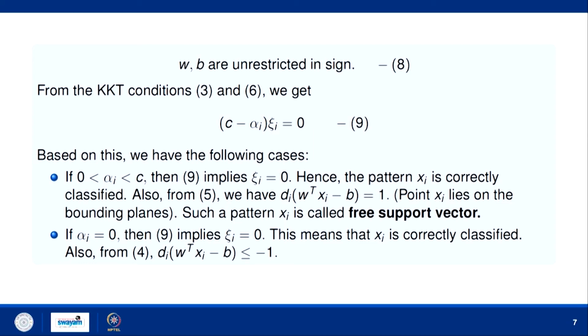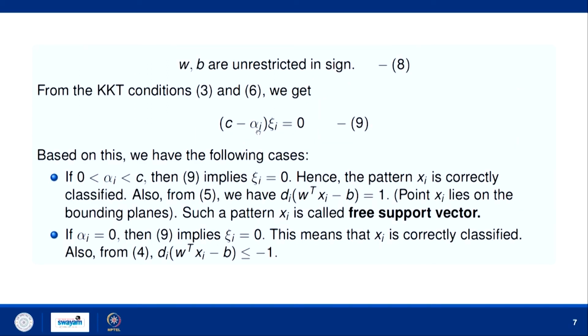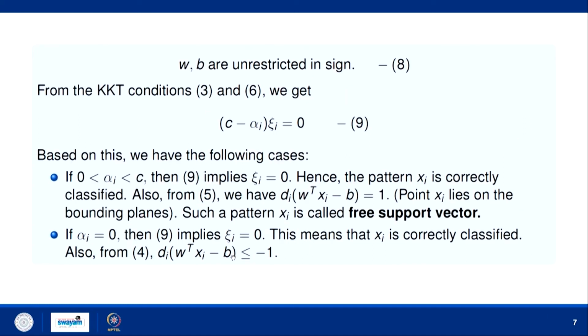Now, let us try to analyze these conditions. If you see 3 and 6, it is C minus alpha I minus beta I equal to 0. So, from here it is C minus alpha I times xi I equal to 0. Let us see how we are obtaining this condition. This is easy to obtain. You see what is beta I from here? Beta I is C minus alpha I. So, you can substitute beta I here. It is C minus alpha I times xi I equal to 0. So, we will get this condition.